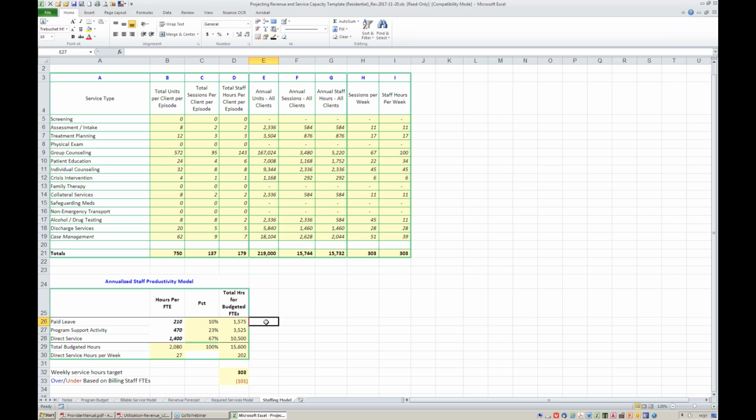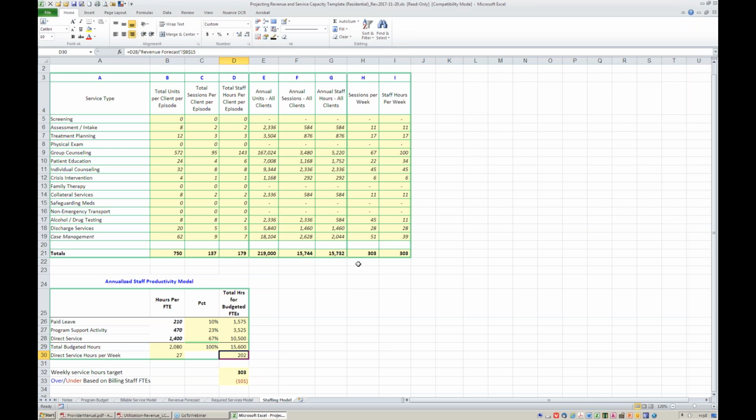Taking the total direct service FTEs from the budget, 7.5, we end up with 10,500 hours for direct service. 15,600 total. And from that, now this is on an annual basis here. This is annual. We get 202 hours per week available for direct service. This is based on a 67% productivity. The 1,400 hours you indicate is where you expect them to be interacting with clients.